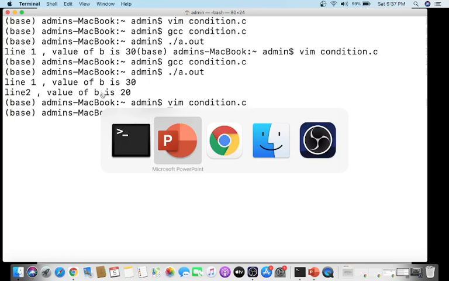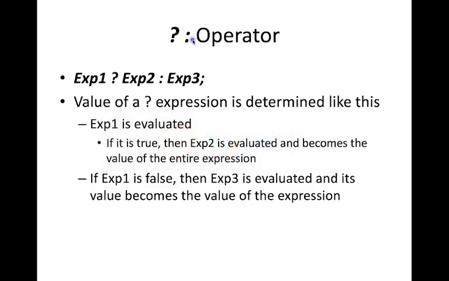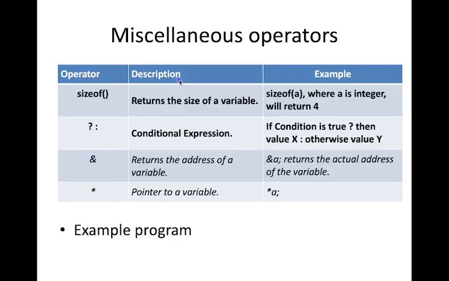Now we'll come back to the slide. So that is all about this operator. This is the conditional operator. This is a ternary operator. We have three operands here. Okay. Next, we have other miscellaneous operators also. We will study all these miscellaneous operators later.